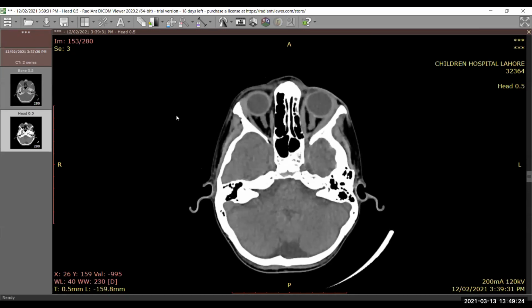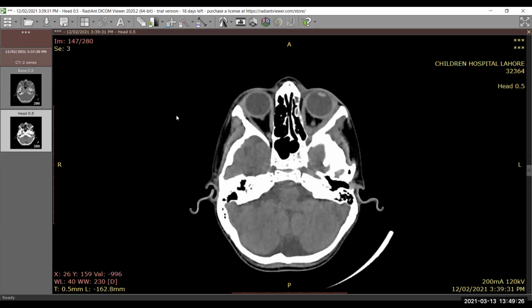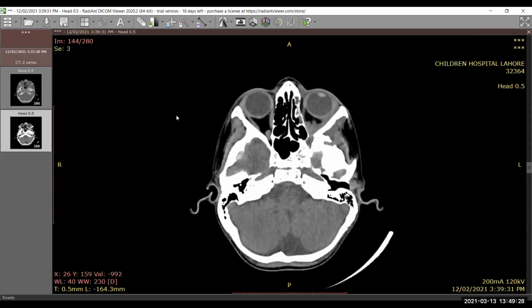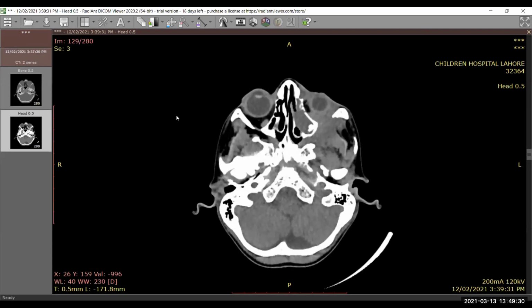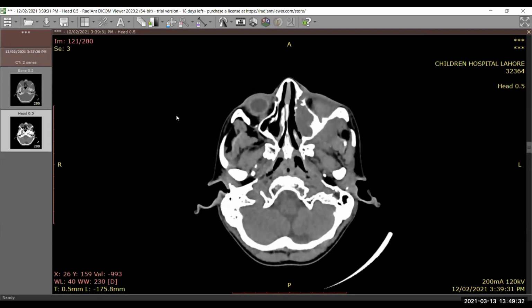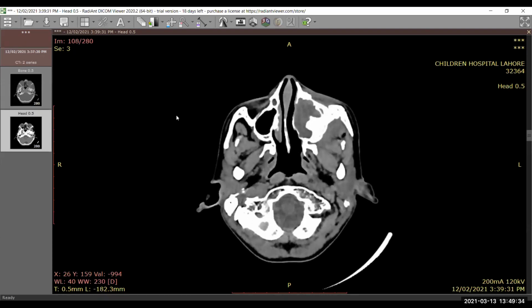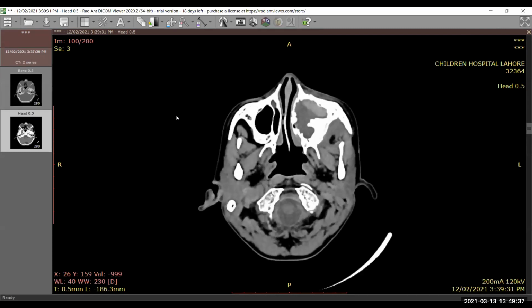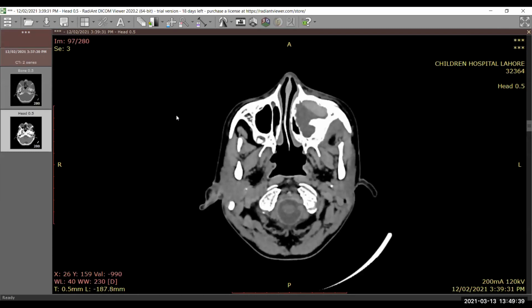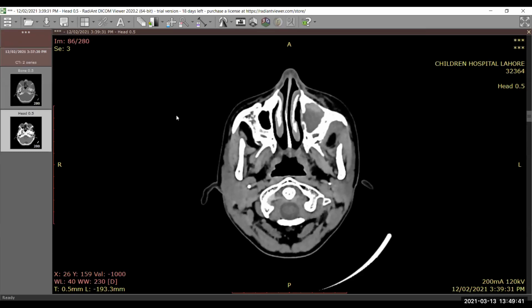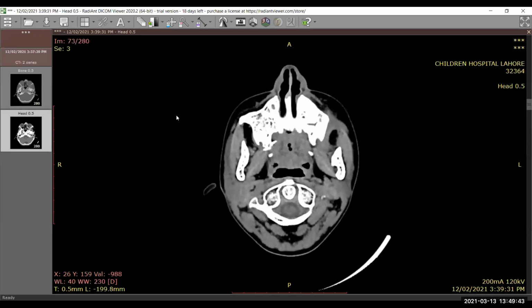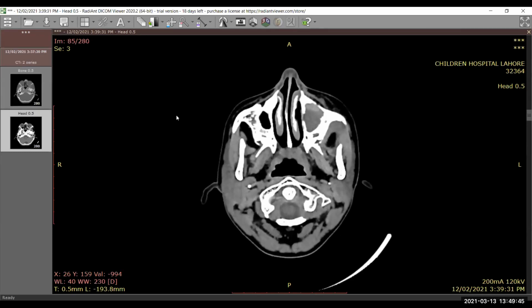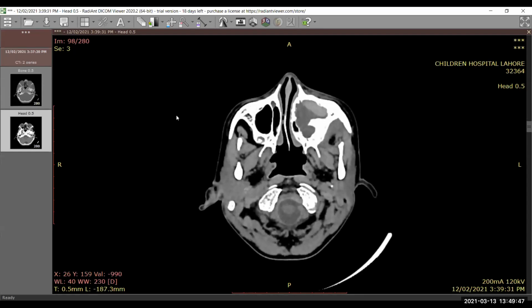There is some soft fluid collection in the preseptal region of the left eye. Also, I can see fluid collection just medial to the left orbit. And there are soft tissue components within that collection anteriorly. Yes, this one.